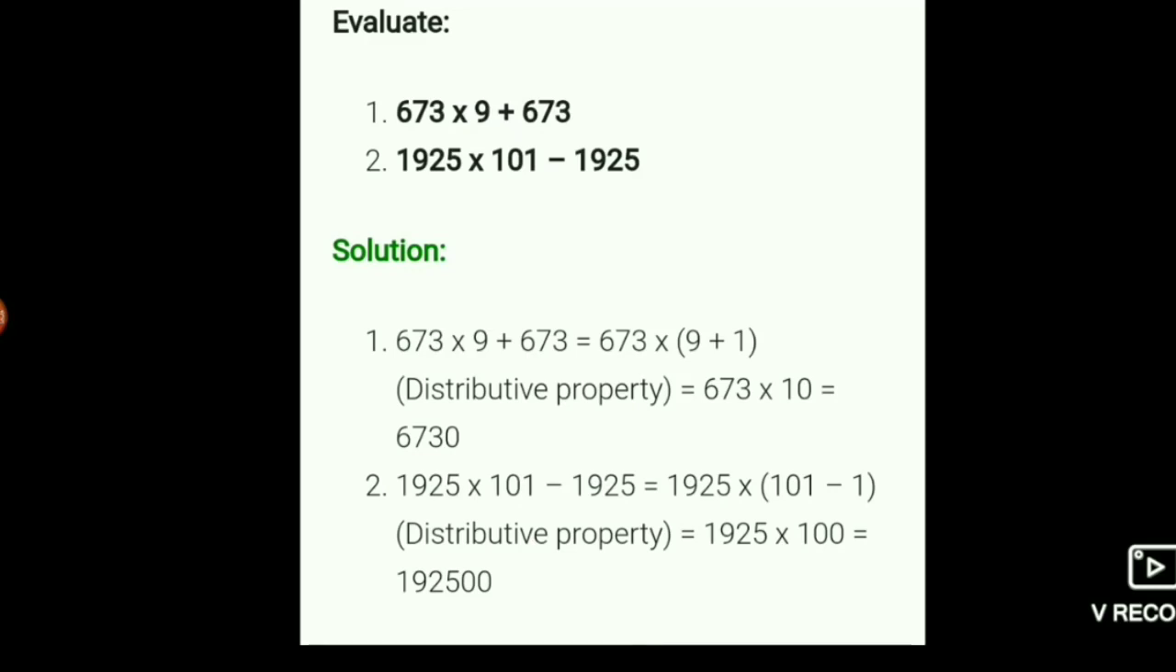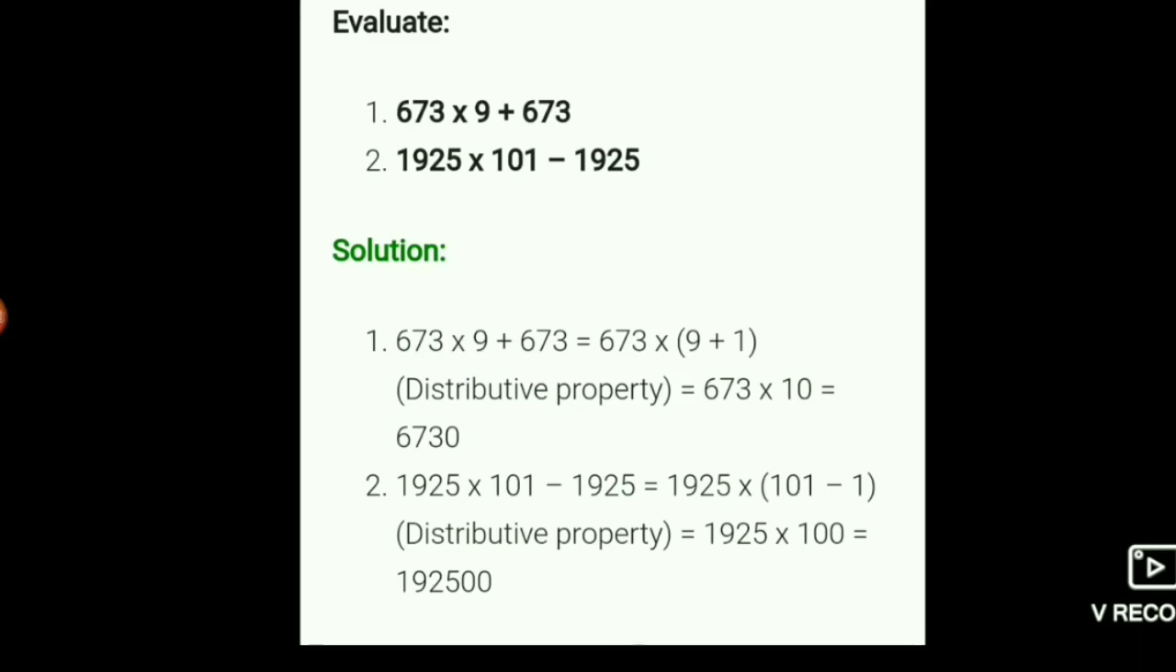In our first question, we have to evaluate the given expression. Our first question is 673 multiplied by 9 plus 673. Here we can clearly see that 673 is common. So taking 673 as common, in bracket it will be 9 plus 1, which is equal to 673 multiplied by 10, that is equal to 6730. The property applicable here is the distributive property of integers.